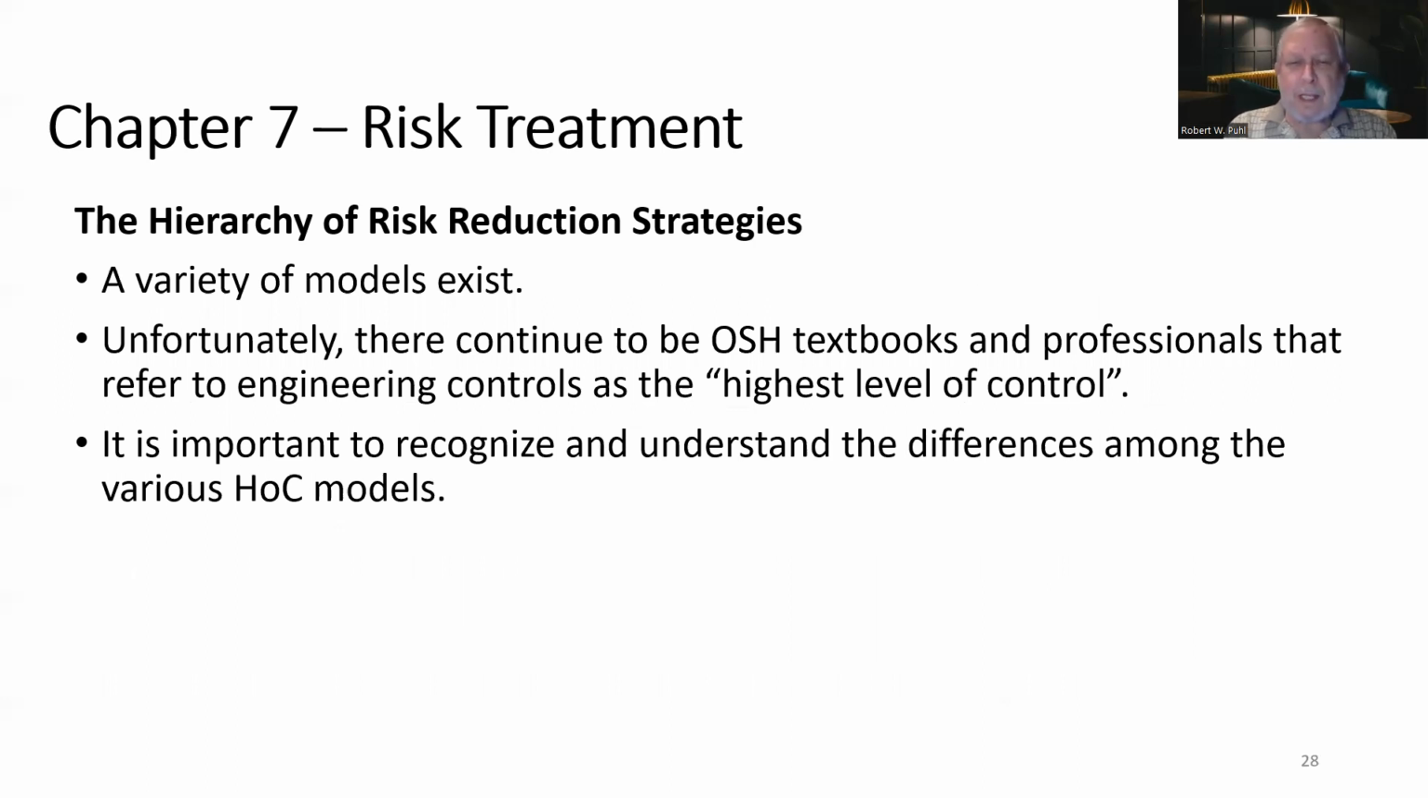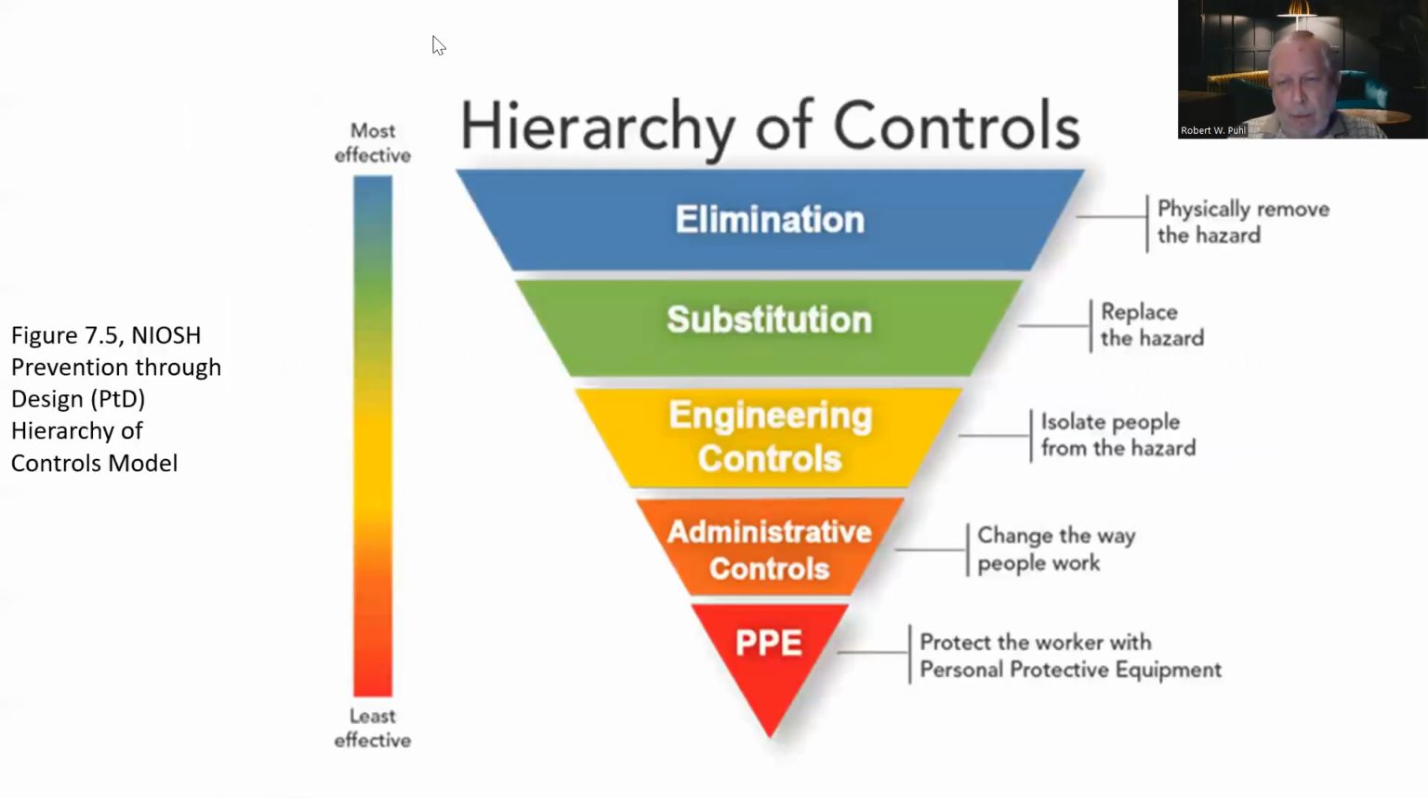Unfortunately, there continue to be OSH textbooks and professionals that refer to engineering controls as the highest level of control. I think you'll see sometimes that multicolored triangle without substitution and elimination at the top, cut off at just three. The reason for that is those are the three on a day-to-day basis that you're going to look at most of the time. It's important to recognize and understand the difference among various hierarchy of control models. Now, this is the one we've looked at a lot.